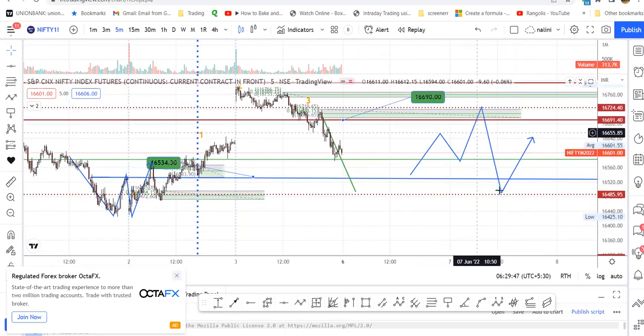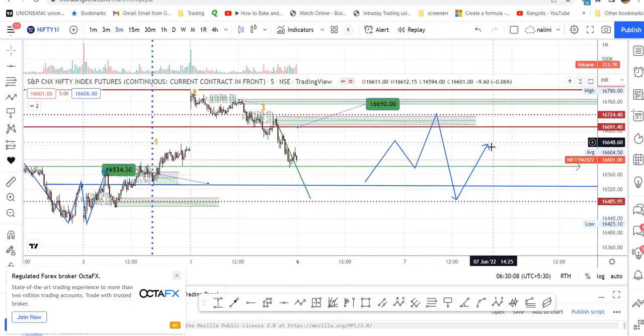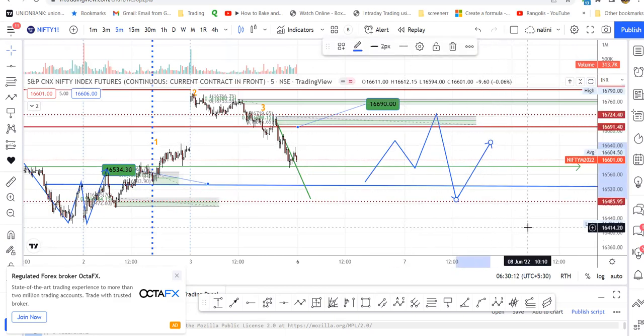When you see the choch, price will tend to come back to this level, almost this level. This is the low, high, higher high, and usually price will come back to this level and start reversing. That is the pattern which follows. Actually, this pattern is called the Quasimodo pattern.